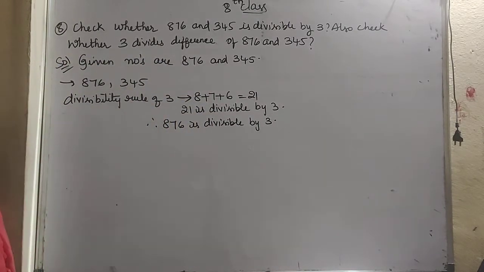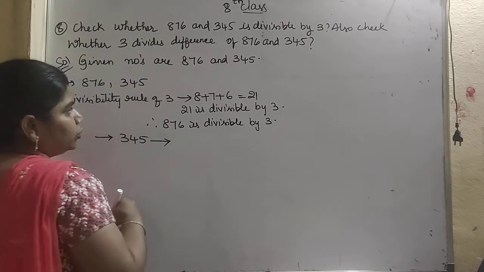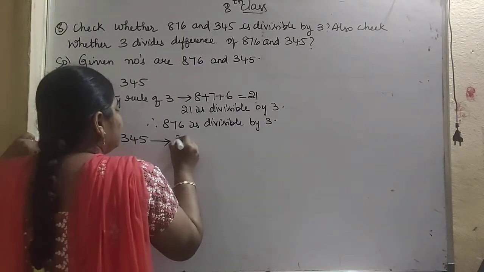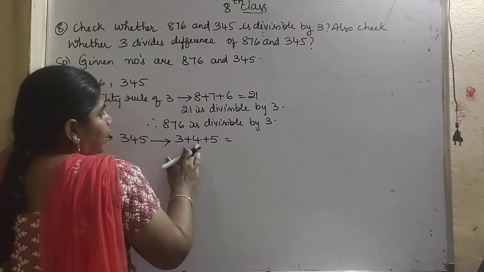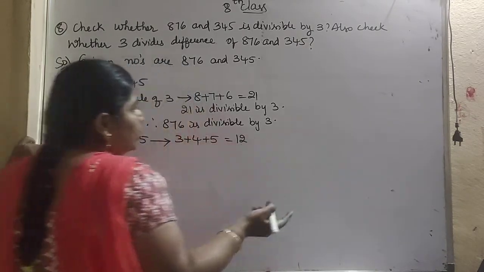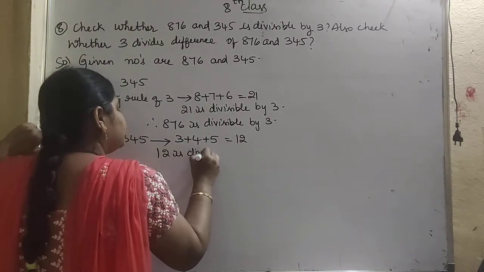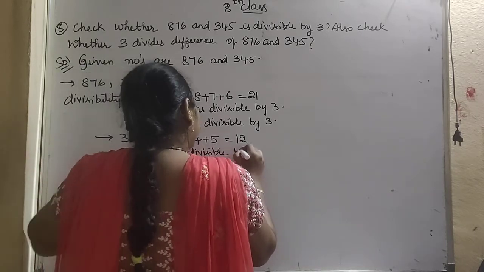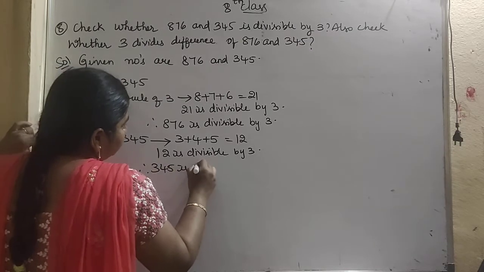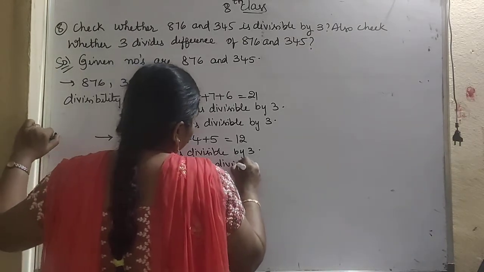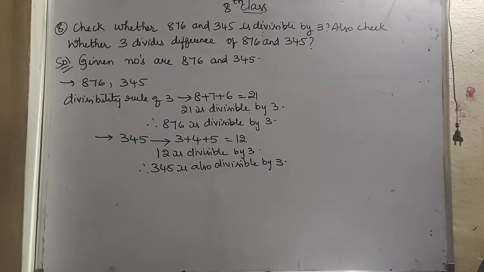We have to check for 345. So whether this 345 is divisible by 3 or not, we have to check. So add all the values. 3 plus 4 plus 5. So here 5 plus 4 is 9. 9 plus 3 will be 12. So again 12 is a multiple of 3. So it is divisible. 12 is divisible by 3. So therefore 345 is also divisible by 3.